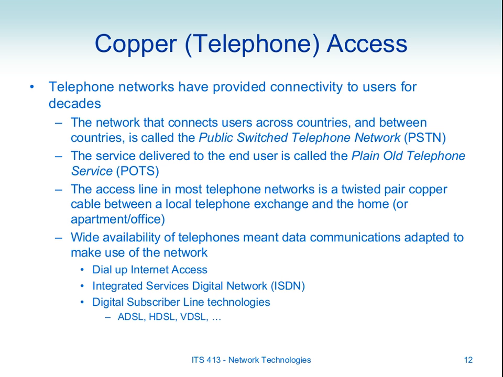So from your home to the public switched telephone network, copper wiring is used. And most homes in many countries, not in all countries, but many homes before the internet came along, already had telephone access, fixed telephones. So with the wide availability of telephones, everyone has a telephone line to their home, then it made sense to make use of those telephone lines for internet access. Okay? And the first main use was referred to as dial-up internet access.